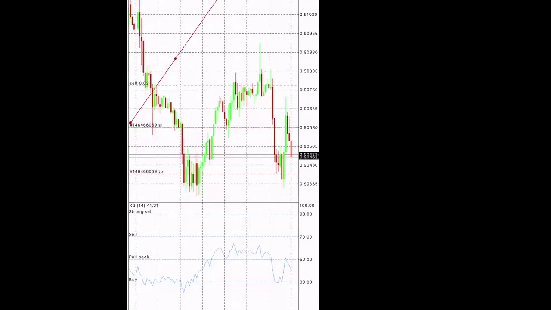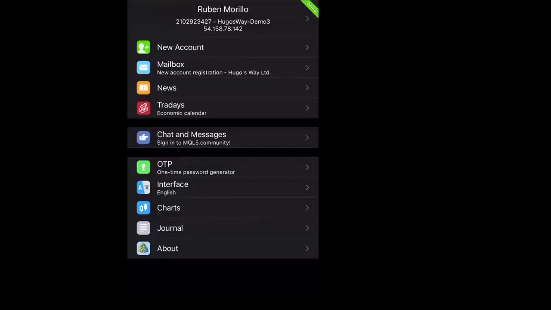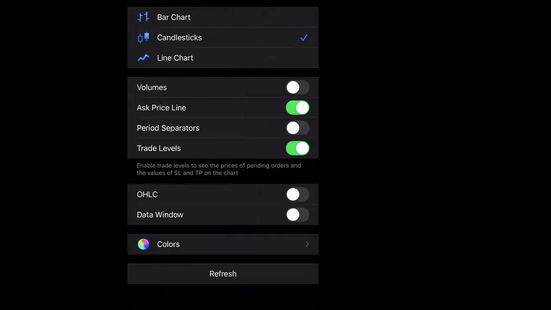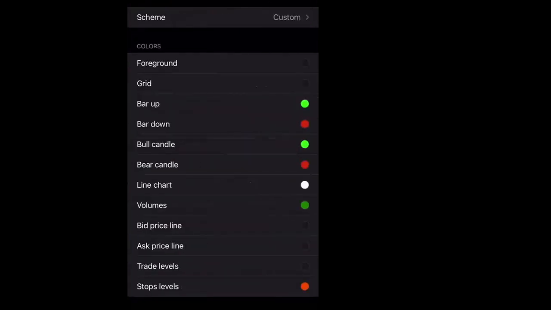So if I click on settings, you click on charts, right? You want to make sure the ask price is on, the trade levels is on. For my chart, I have candlesticks. And then for colors, these are my colors. You can screenshot it if you want. I like to have the white background. You can change your background to black, whatever it is that you like, right?